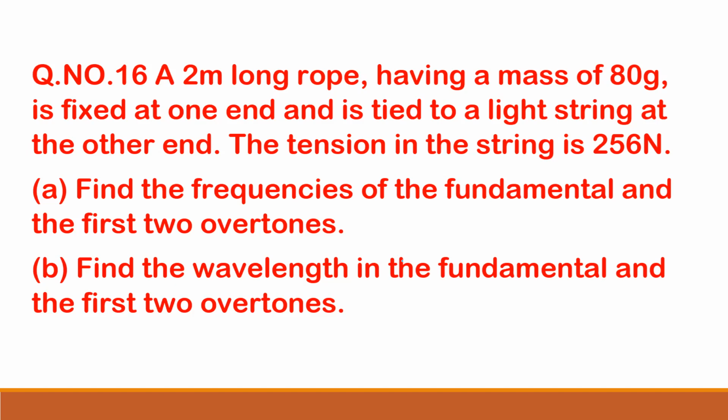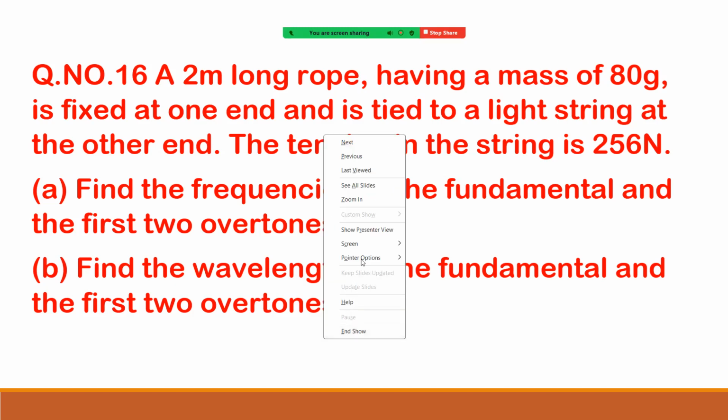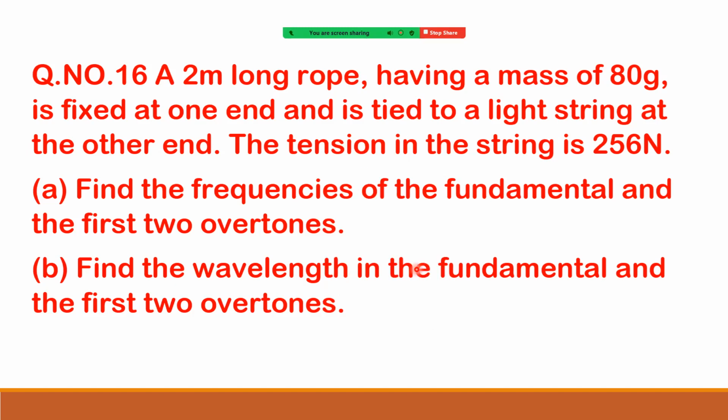Right? So we should see very carefully the key points given. Next, find the wavelength in the fundamental and first two overtones. First, see the key points in the problem. Rope length is given. Mass is also given. From these two, we can calculate the mass per unit length, the mu value.